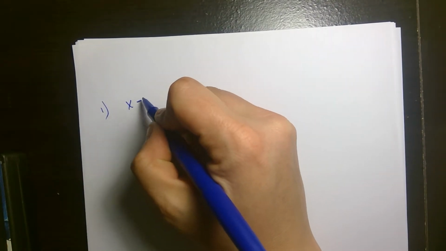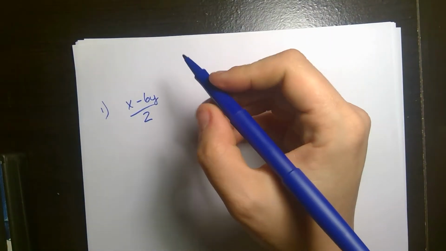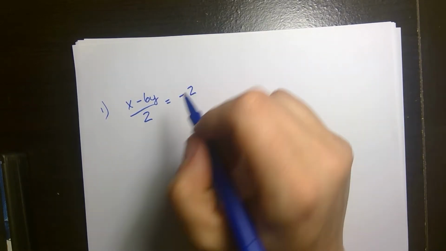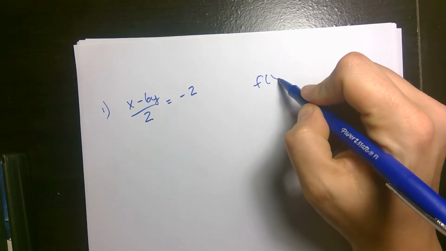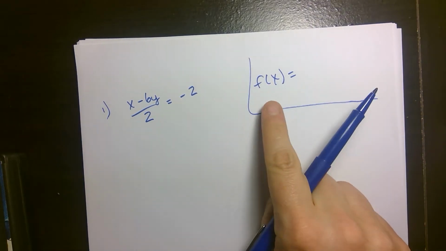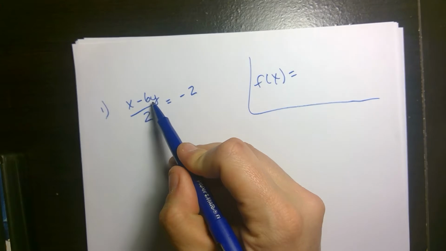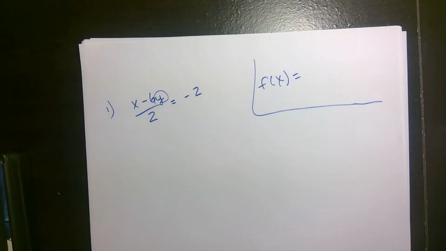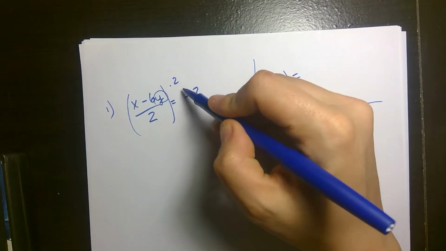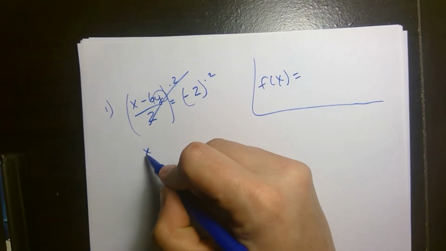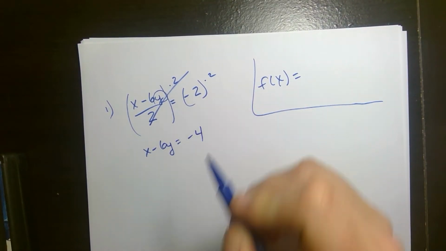Okay, the next thing that we are going to do is take some equations and rewrite them as functions by solving for y, replacing y with f of x. The first one is (x minus 6y) over 2 equals -2. My goal, when it's all said and done, is to say this is f of x equals something, because I want it in function notation. The first thing I have to do is solve this equation to get y all by itself. I will do that by multiplying both sides by 2. That will give me x minus 6y equals negative 4.